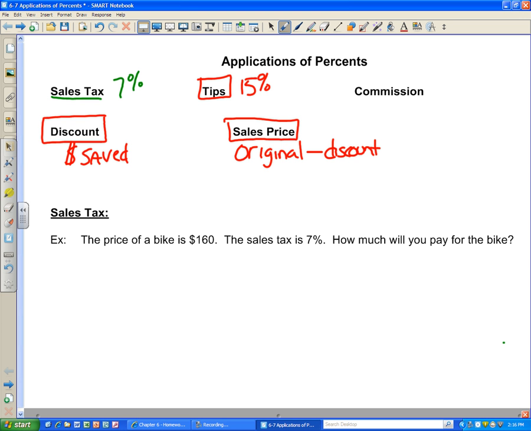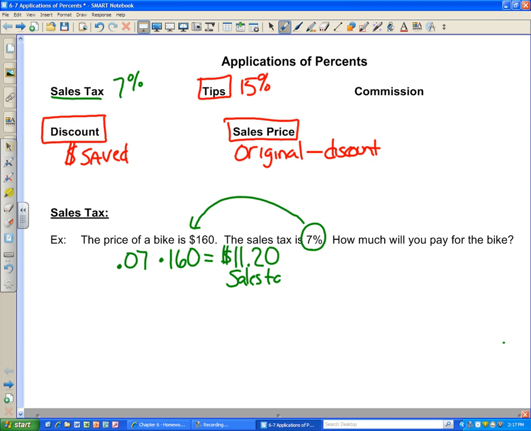So let's look at the first example. The price of a bike is $160. The sales tax is 7%. How much will you pay for the bike? So the sales tax is 7% on the $160. So we say 7% of the $160. Some people could choose to do this mentally and find 1% of $160 and then multiply by 7. Or if you have a calculator, you can do 160 times 0.07. So the sales tax is $11.20, which represents your sales tax.